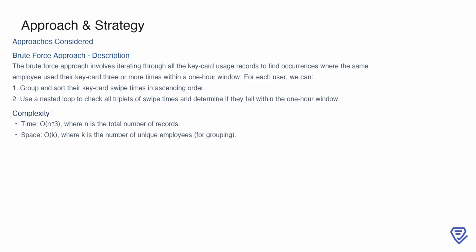Since we are using nested loops to examine all possible combinations, the time complexity grows cubically with the number of records, making it n cubed. Additionally, it requires extra space proportional to the number of unique employees for grouping. This makes the brute force method impractical for large datasets but useful as a baseline for understanding the problem's requirements.